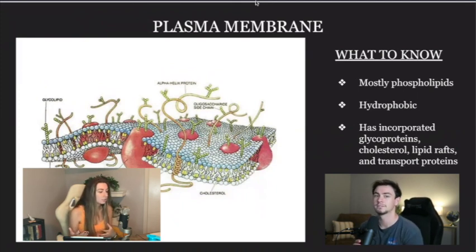Whereas in high temperatures, the phospholipids are going to want to become all loosey-goosey and go everywhere, but cholesterol holds the fort down and holds it all together and actually decreases fluidity.